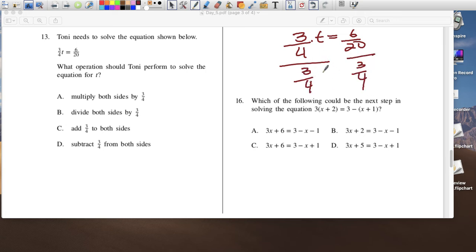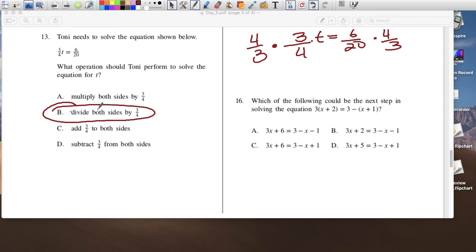But isn't dividing multiplying by the reciprocal? So we're actually just cutting this step and going straight to it. So dividing by 3/4 is the same thing as multiplying this side by 4 over 3 and this side by 4 over 3. Divide both sides by 3/4, which is multiplying by 4/3, right?